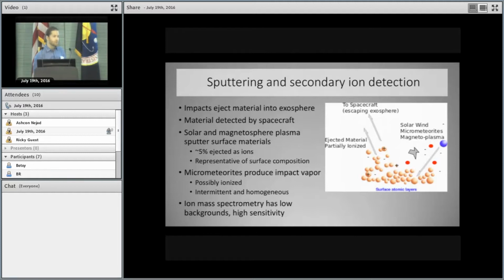They impact the surface of these bodies and they create an exosphere. We know that for lots of this stuff, it can be detected by a spacecraft, but I particularly want to focus on the smaller fraction of material that leaves the surface in the ionized state. That material can be detected by an ion mass spectrometer with very high sensitivity and low background, much better than you can get with a neutral mass spectrometer.